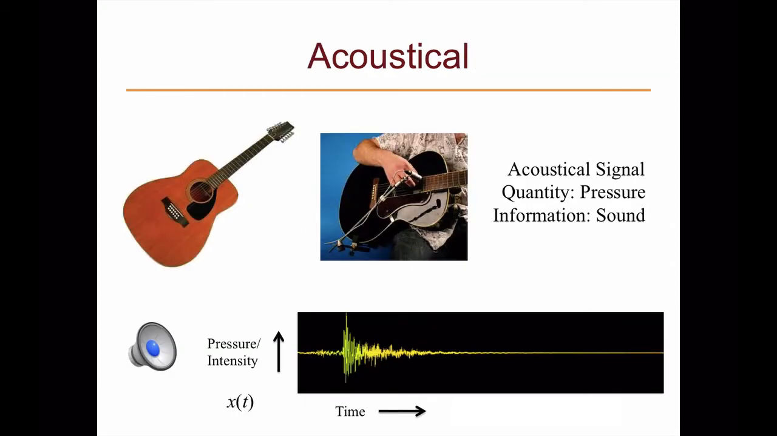Signals can be of many types and contain different types of information. For example, the acoustical signal that you generate when you play the guitar. The quantity that you can measure is the sound pressure. The information inside that variation is the sound itself.